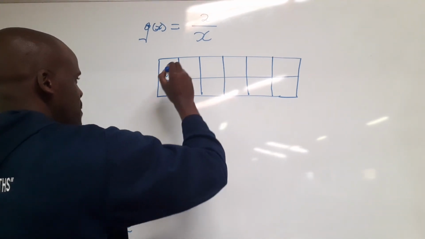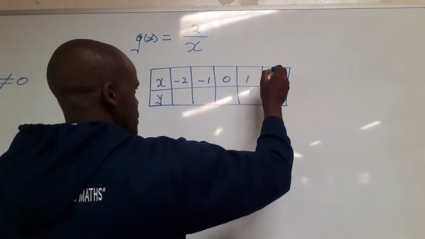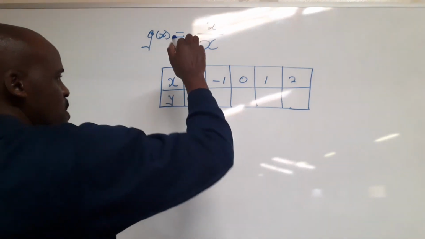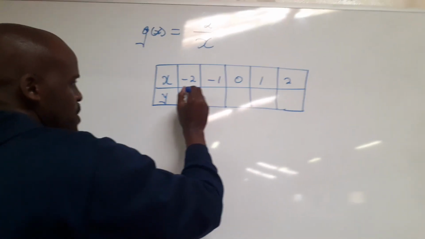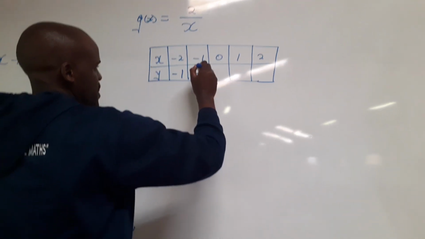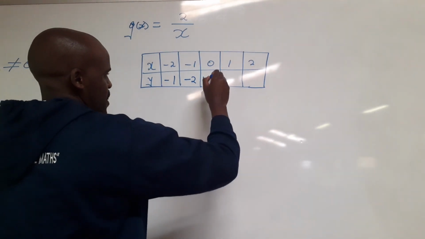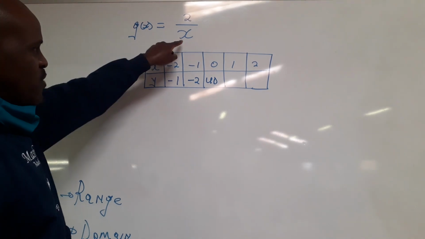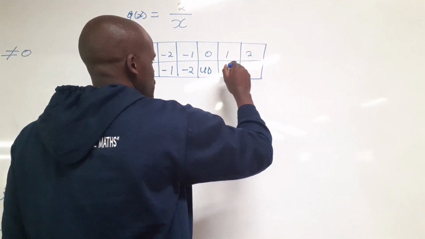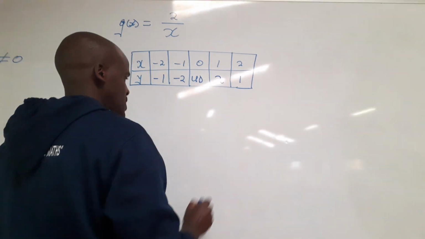X is to y: negative 2, negative 1, 0, 1, 2. Let's substitute. You put a negative 2 in the place of x. The answer will be negative 1. Put negative 1 here. We are going to have negative 2. Put 0. That will be undefined because we can't have 0 as a denominator. It won't exist. Let's put 1. The answer will be 2. When you put 2, we are going to get 1. Let's sketch the graph.